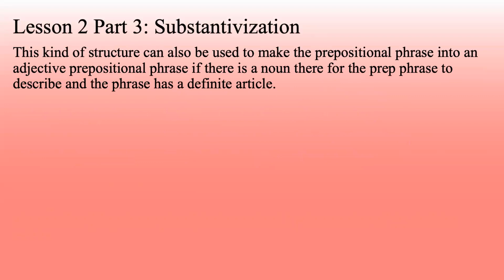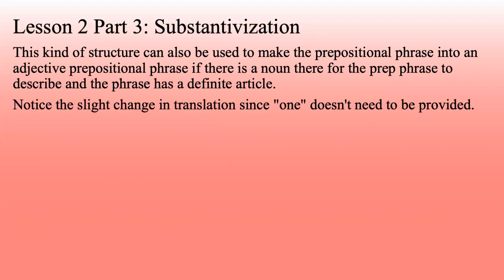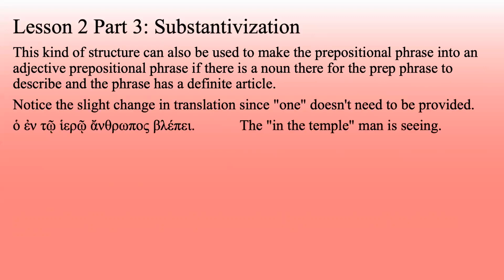This kind of structure can also be used to make the prepositional phrase into an adjective prepositional phrase if there's a noun there for the prep phrase to describe and the phrase has a definite article. So it can be used attributively as well. So notice the slight change in translation since one doesn't need to be provided. Ho en tō hierō anthrōpos blepei. The in the temple man is seeing, or better English, the man that is in the temple is seeing.